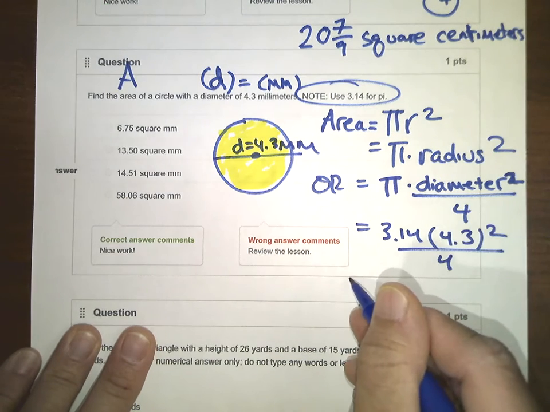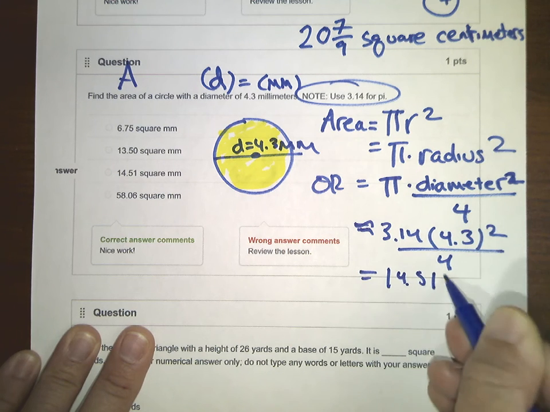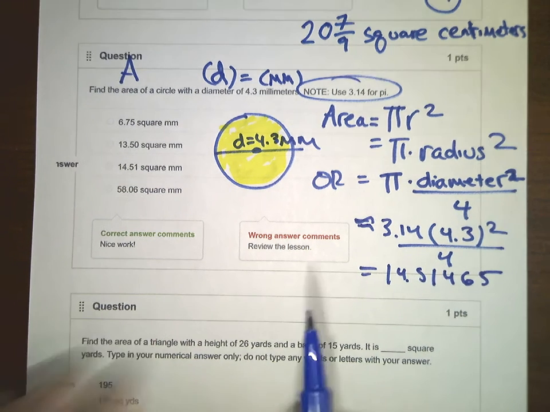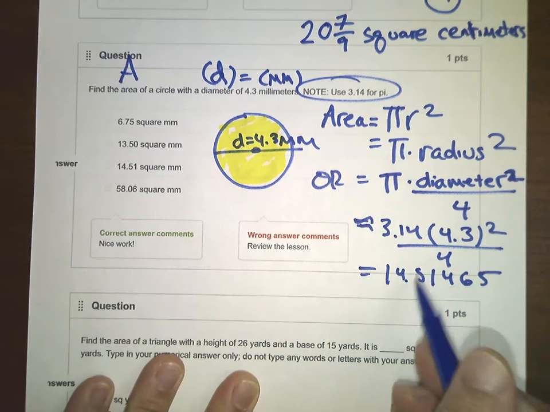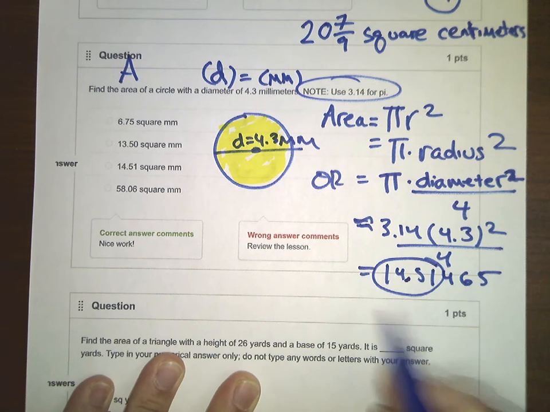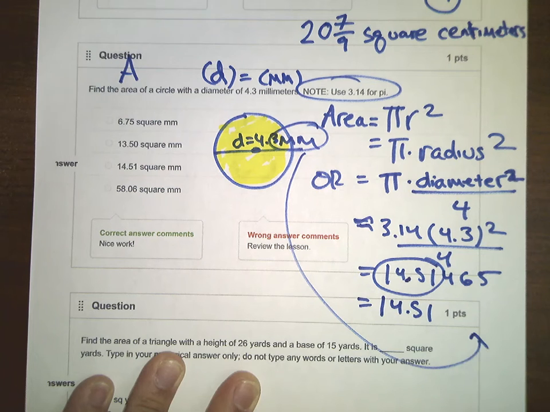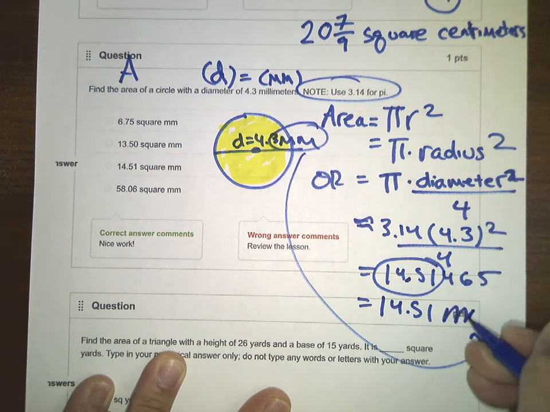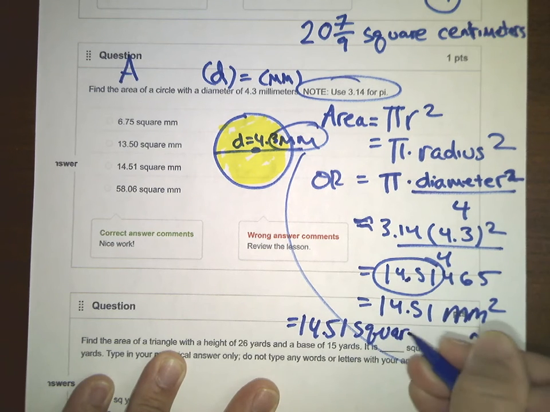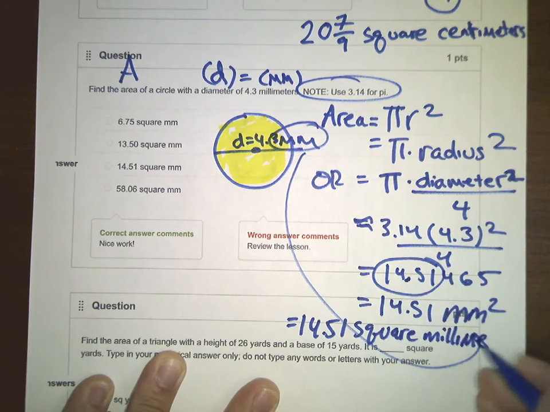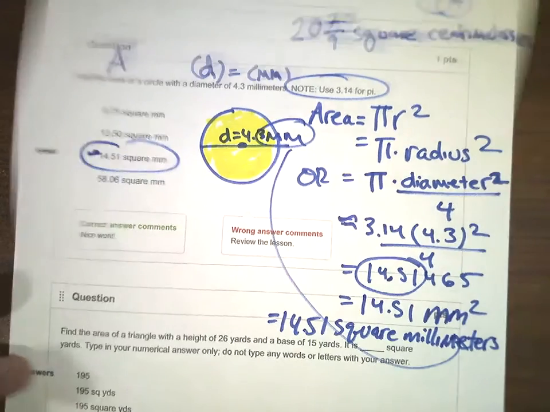So that is going to give me 14.51465. And well, that's not one of my answers, but it's close if I round to the nearest hundredth. So here it is, 14.51. And because I'm talking about area, my original units were millimeters. I have millimeters squared, or 14.51 square millimeters. So those are both ways to write this. So there's my answer right there. What a time to be alive.